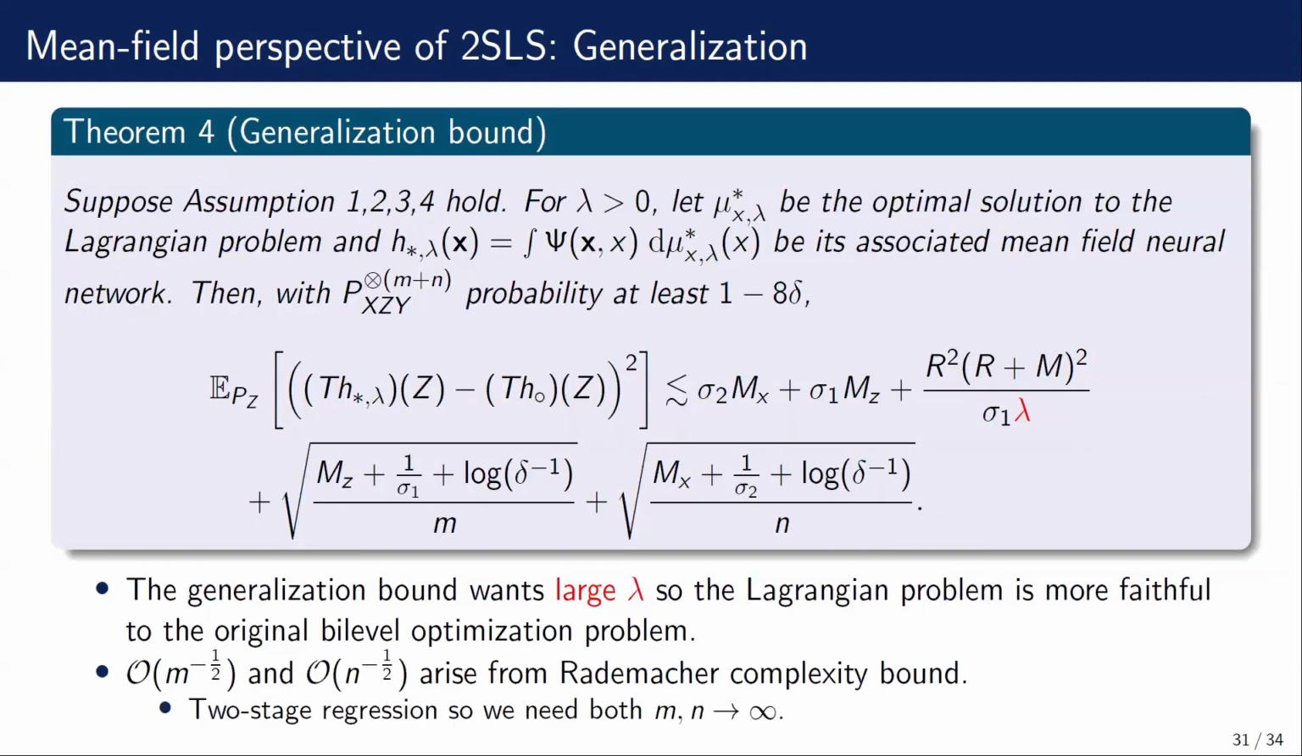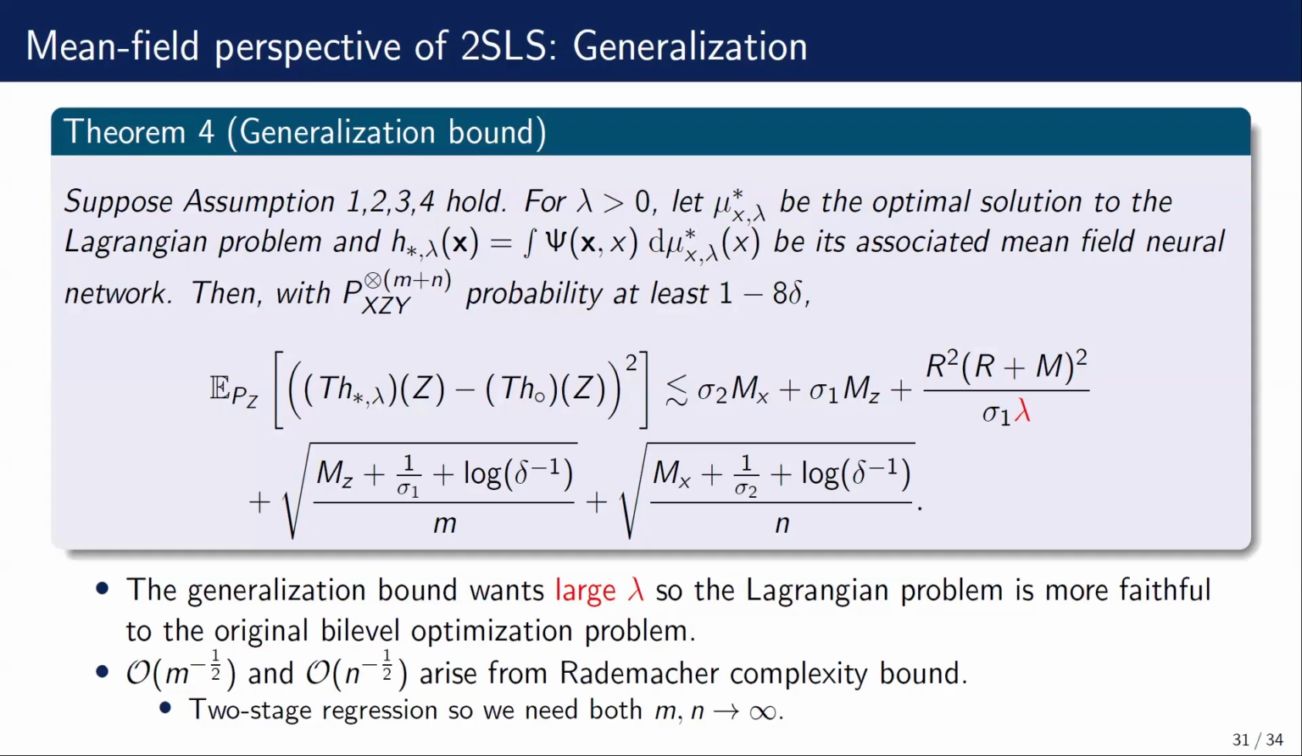Okay, then we have a generalization bound. So suppose these conditions hold, fix lambda, and let it be the optimal neural network. And then with high probability, the difference between the optimal neural network and the truth can be bounded by these guys. So this guy and this guy go to 0 as n goes to infinity. This is expected because we have a 2-stage problem, so we need the samples of both stages to go to infinity so we can drive the total error to 0. We have an additional term that's proportional to 1 over lambda, because essentially we want a large lambda so the Lagrangian problem is faithful to the original bi-level optimization problem.